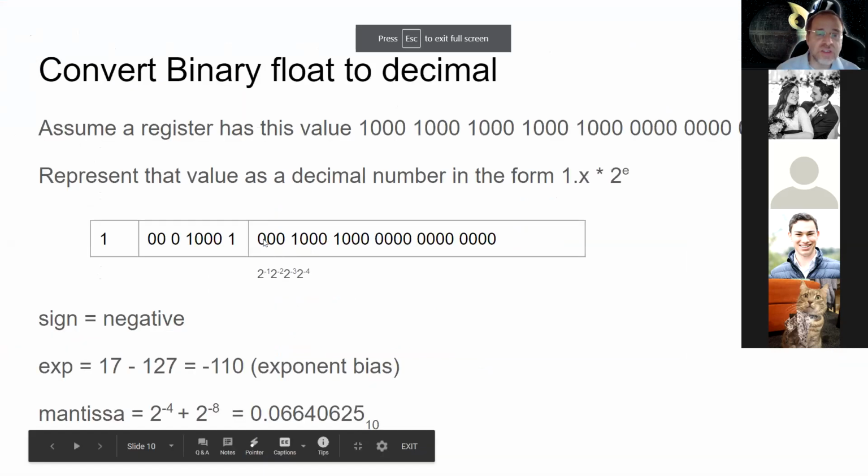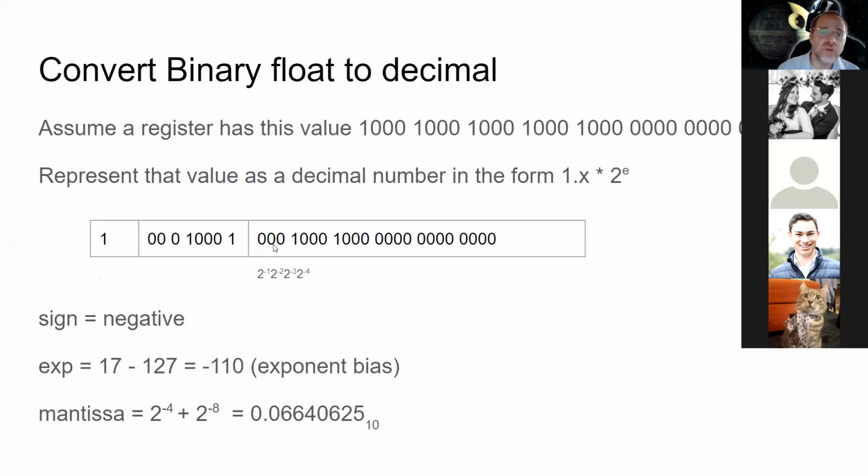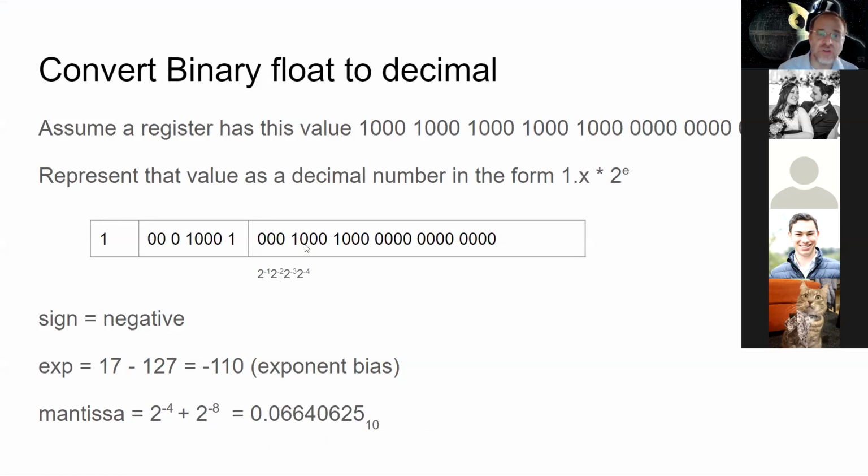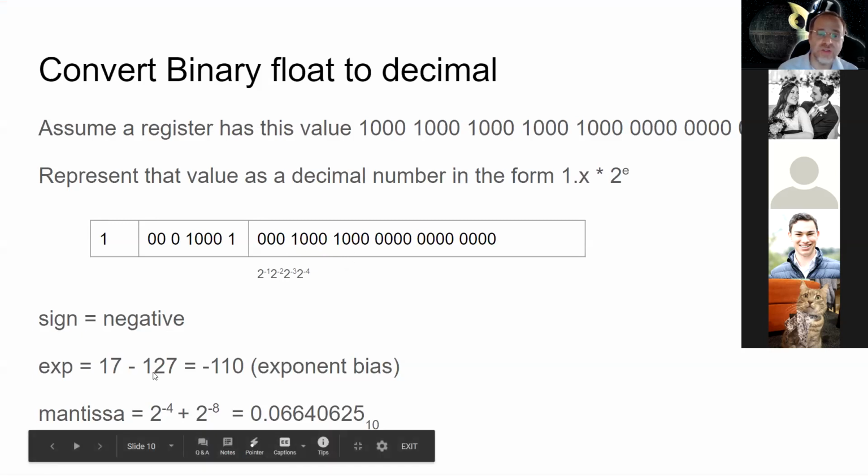Notice this is the 2 to the minus 1 column. This is the 2 to the minus 2 column, 2 to the minus 3 column. This is the 2 to the minus 4 column. So I wrote 2 to the minus 4 plus 2 to the minus 5, 6, 7, 8. 2 to the minus 8 column. The rest is all zeros.